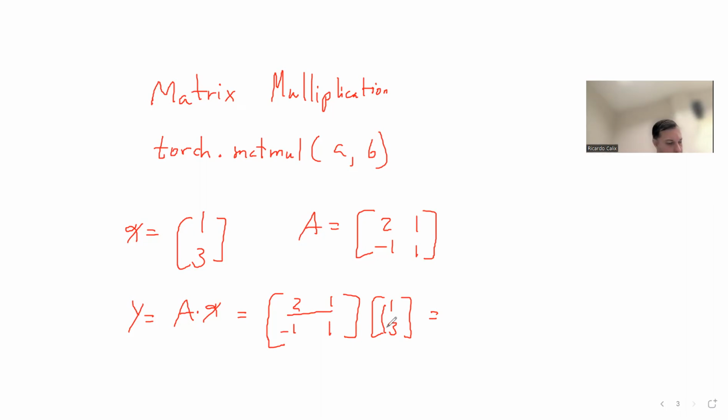Let's go ahead and do that. Just so you have an intuition, the answer to this should be [5, 2]. That's the answer basically. Let's move over here and do the actual operation, so I have enough room. So [2, -1], [1, 1] times [1, 3], which needs to result in [5, 2].